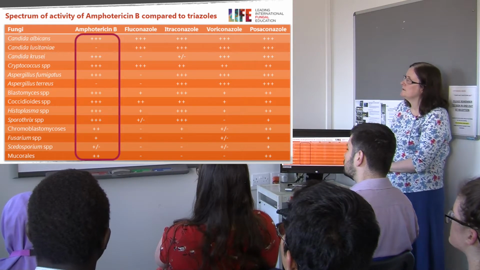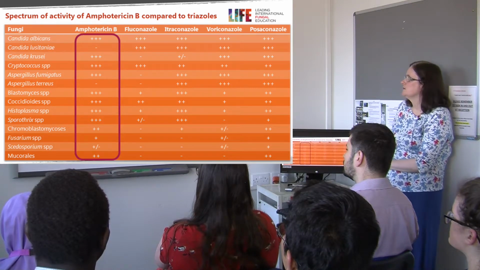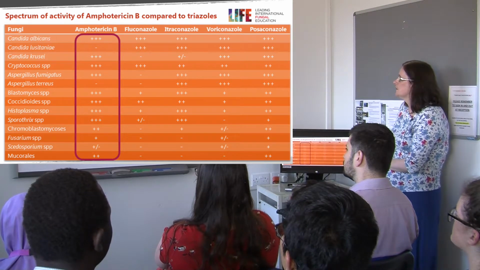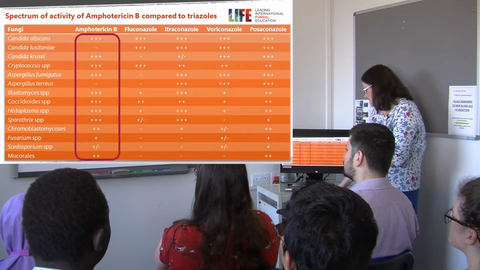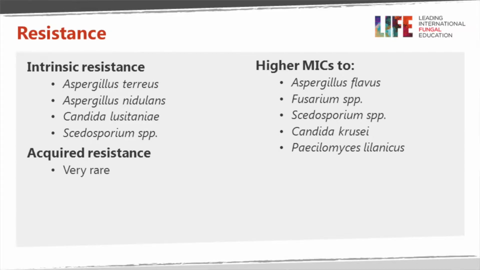If you compare in the middle things like histoplasma and coccidioidomycosis, you'll see it has some better activity than, for example, voriconazole and a similar activity to posaconazole. There are some holes in the armoury of amphotericin. As you can see, there are some species that are intrinsically resistant, of which we've mentioned already Aspergillus terreus, but as you can see on the slide, there is resistance for Aspergillus nidulans as well.